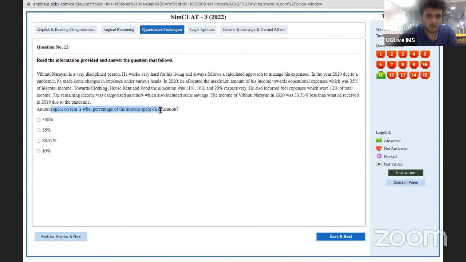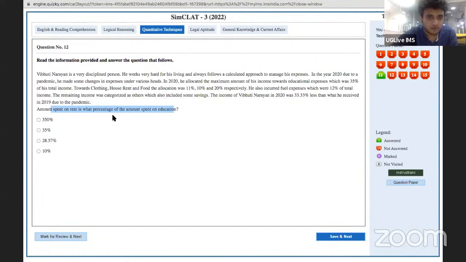Amount spent on rent is what percentage of amount spent on education? रेंट का पहले देखो अमाउंट कितना है. House rent is 10%. अब ये यहाँ पे 66,000 नहीं है, वो बस first question के लिए था. So मान लो if I assume the amount to be 100, ठीक है, 100 में assume कर सकता हूँ. Amount spent on rent is 10%, right. So 10 is what percentage of the amount spent on education. How much does he spend on education? Education is 35%.